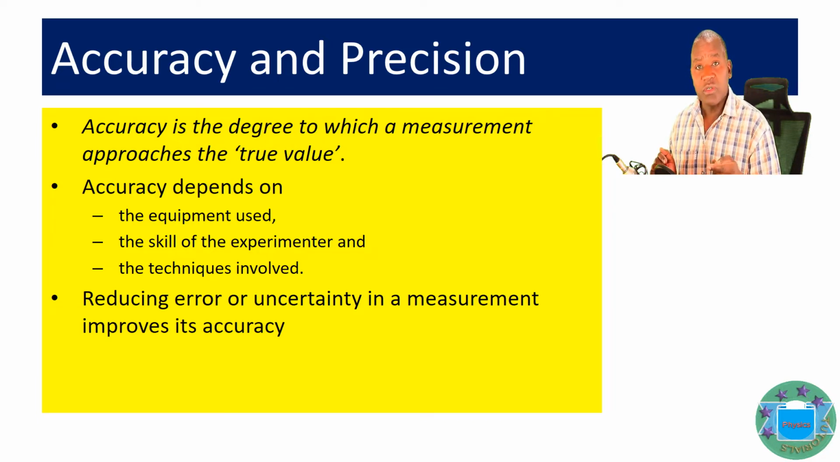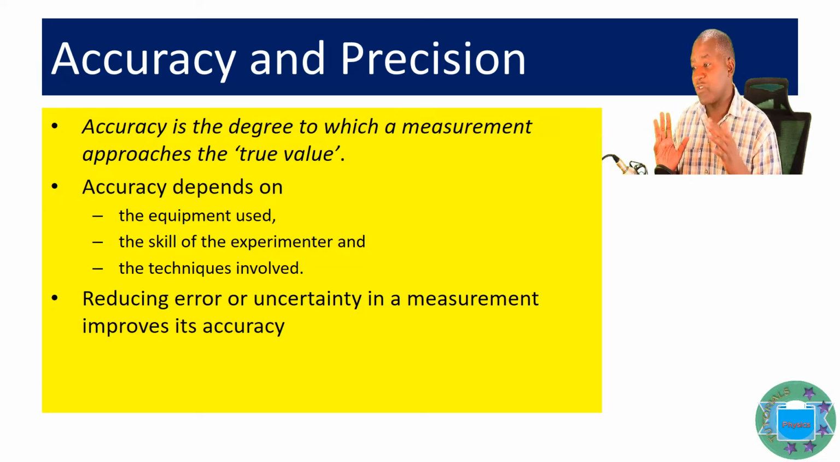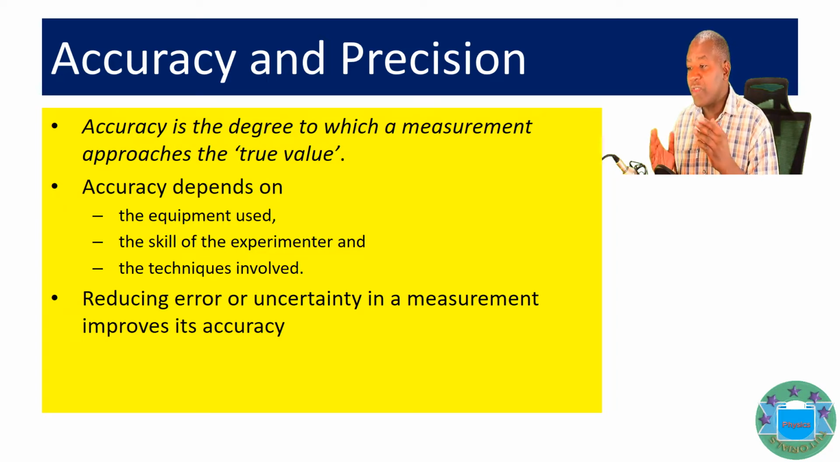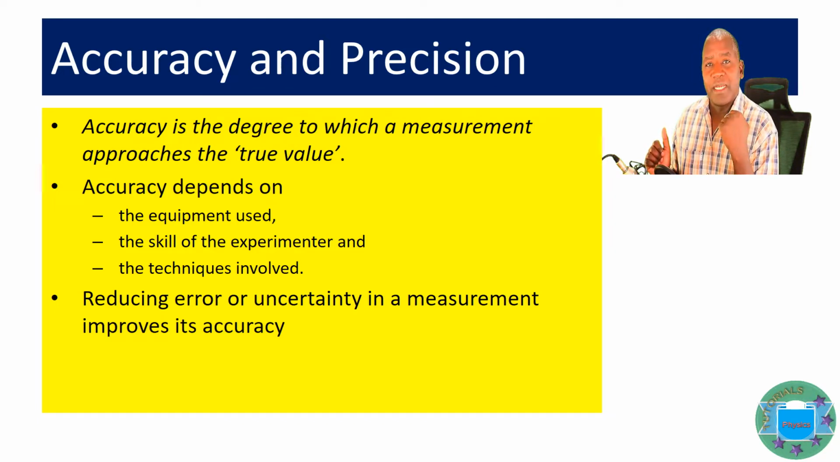The equipment used. For example, when we are determining the diameter of the marble, we could decide to use a meter rule, or a vernier calipers, or a micrometer screw gauge. Those are different equipment or different pieces of apparatus. We could use each one of them with a different level of skill. So the level of skill matters here, or even the technique that we involve in determining that particular diameter. So these are three factors that are very important that affect the accuracy of the measured value.